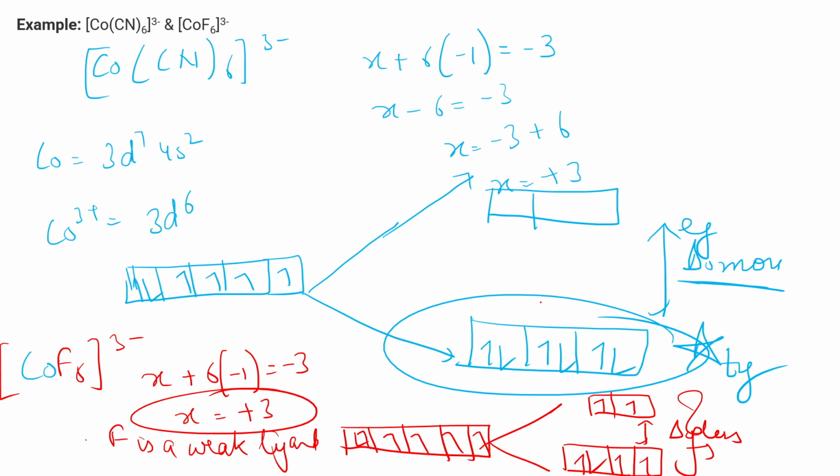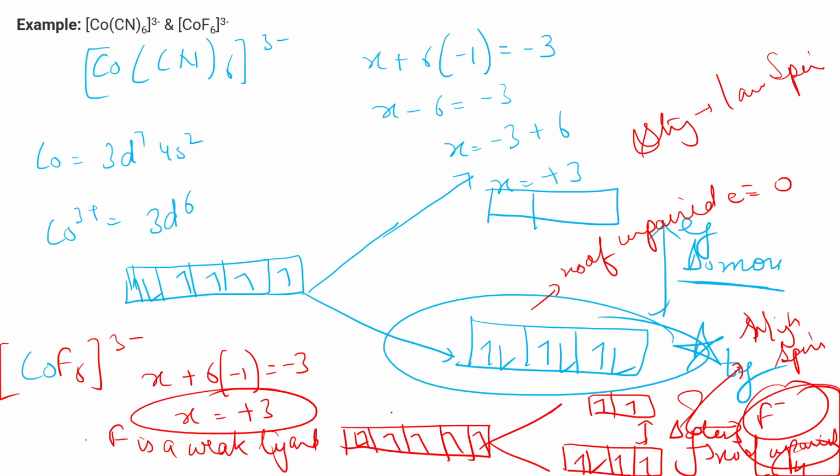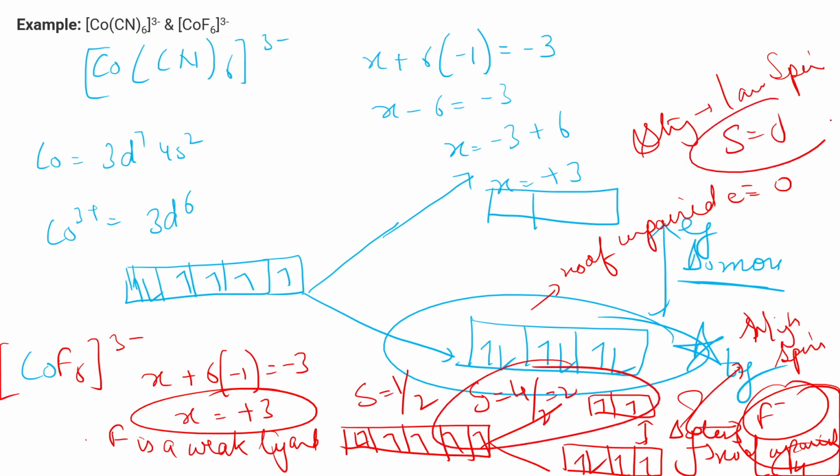Here you can see the number of unpaired electrons in the case of cyanide: the number of unpaired electrons is 0. Here in the case of the weak field ligand fluoride, the number of unpaired electrons is 4. That tells us in the case of strong field ligands, low spin complexes form. In the case of weak field ligands, high spin complexes form. Spin is high, number of unpaired electrons is 4. Each electron has a spin of 1 by 2, so total spin will be 4 by 2, that is 2. Here the spin will be 0. I hope you understood what I am trying to say.